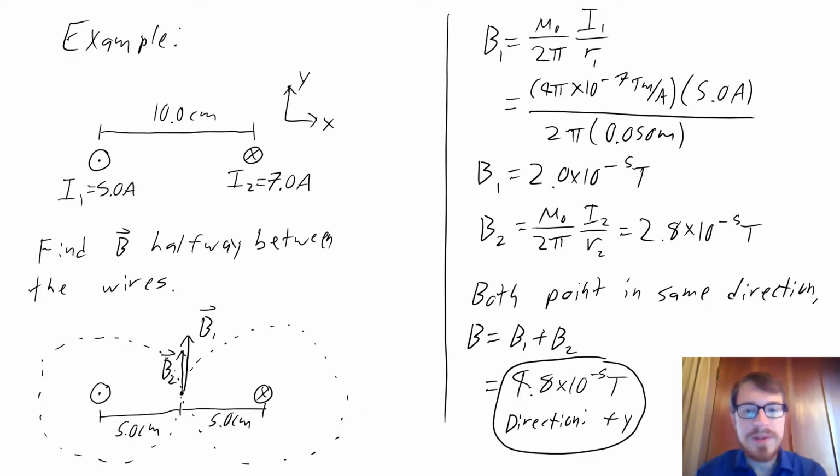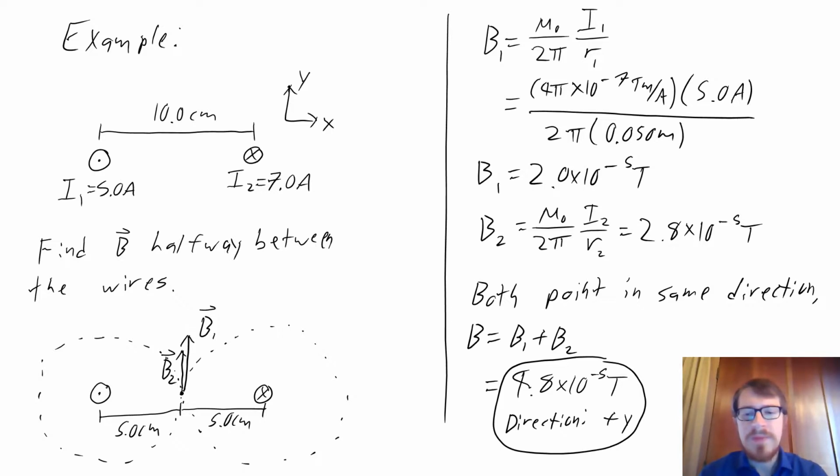So just like electric fields, magnetic fields are vectors. If you have multiple sources creating magnetic field at a single point, those magnetic fields add up like vectors. This is again the principle of superposition. As an example, let's say that we have 2 long straight wires. One of them has a current of 5.0 amps running through it, coming out of the board, and the other, 10 centimeters away, has a current I2 of 7.0 amps going into the board. We want to find the magnetic field halfway between the wires, so 5 centimeters from each.